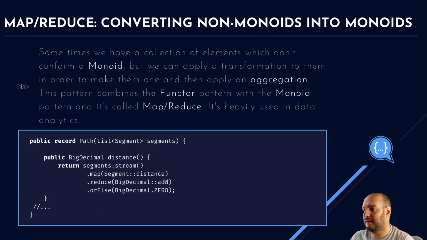And this is what we did in our tutorial. So basically we used the functor pattern, we used the monoid pattern, and we combined them together to get the map reduce pattern. And this map reduce operation is very useful in data analytics.